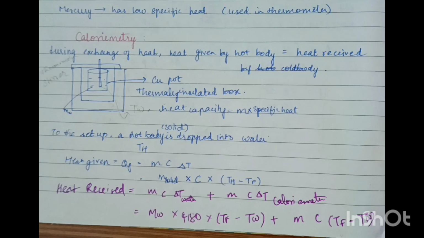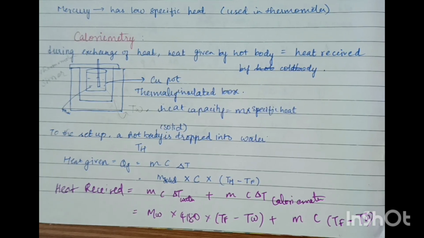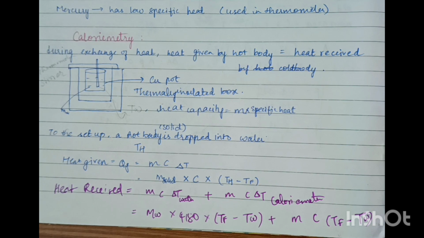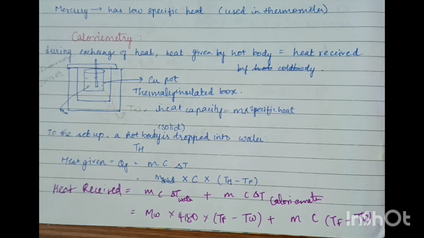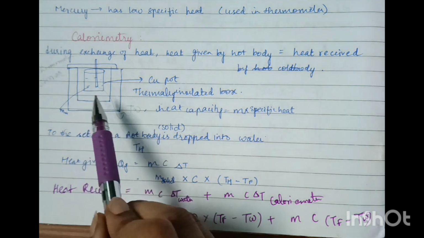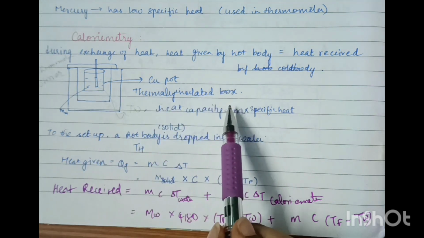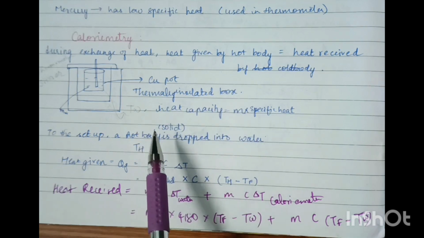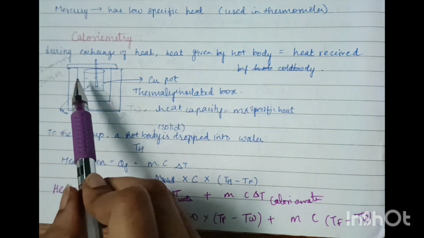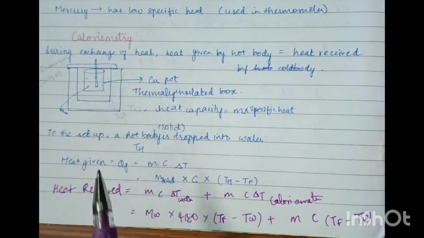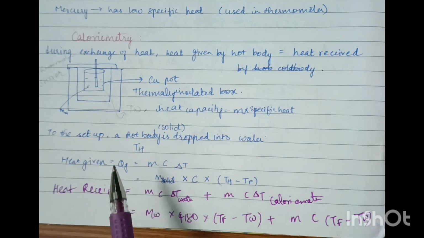Okay, so now we will learn calorimetry. It is an easy topic. Generally it says that during exchange of heat, heat given by the hot body is equal to the heat received by the cold body. Now let us see how we get the equation. Here we have a calorimeter, a copper part, in a thermally insulated box, and here we have water, and the water is in the calorimeter.